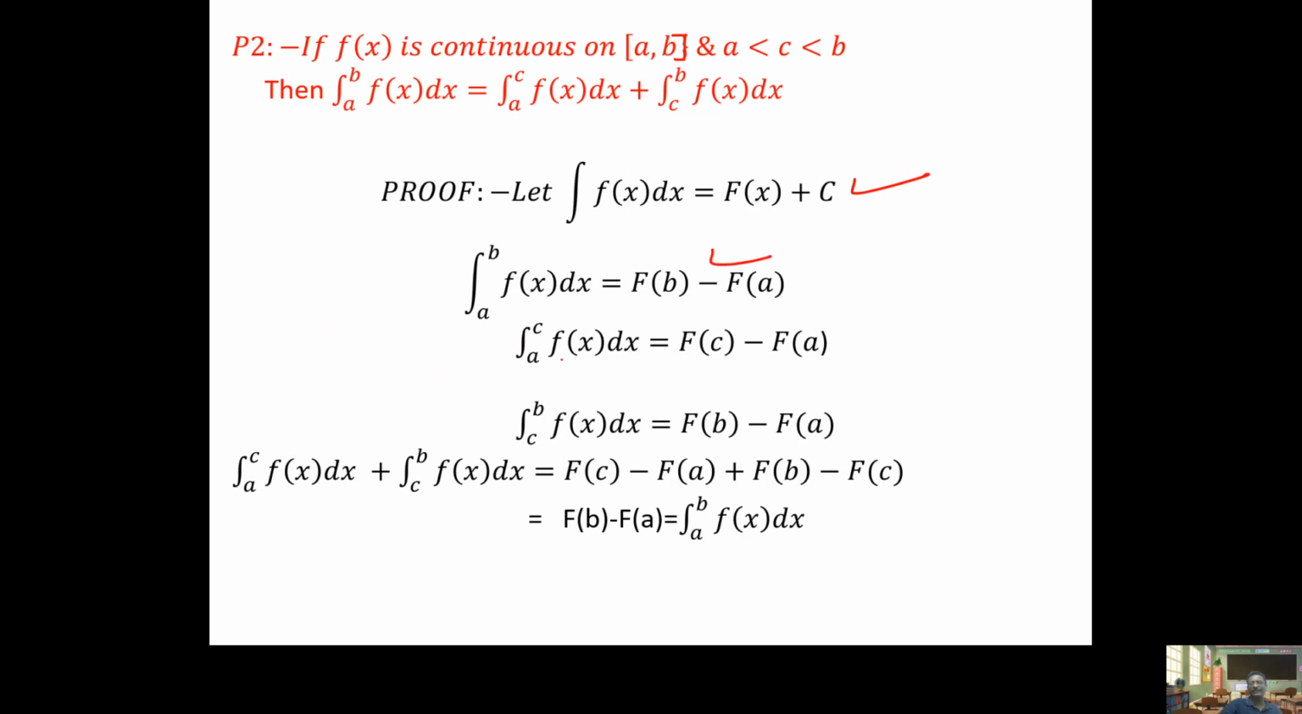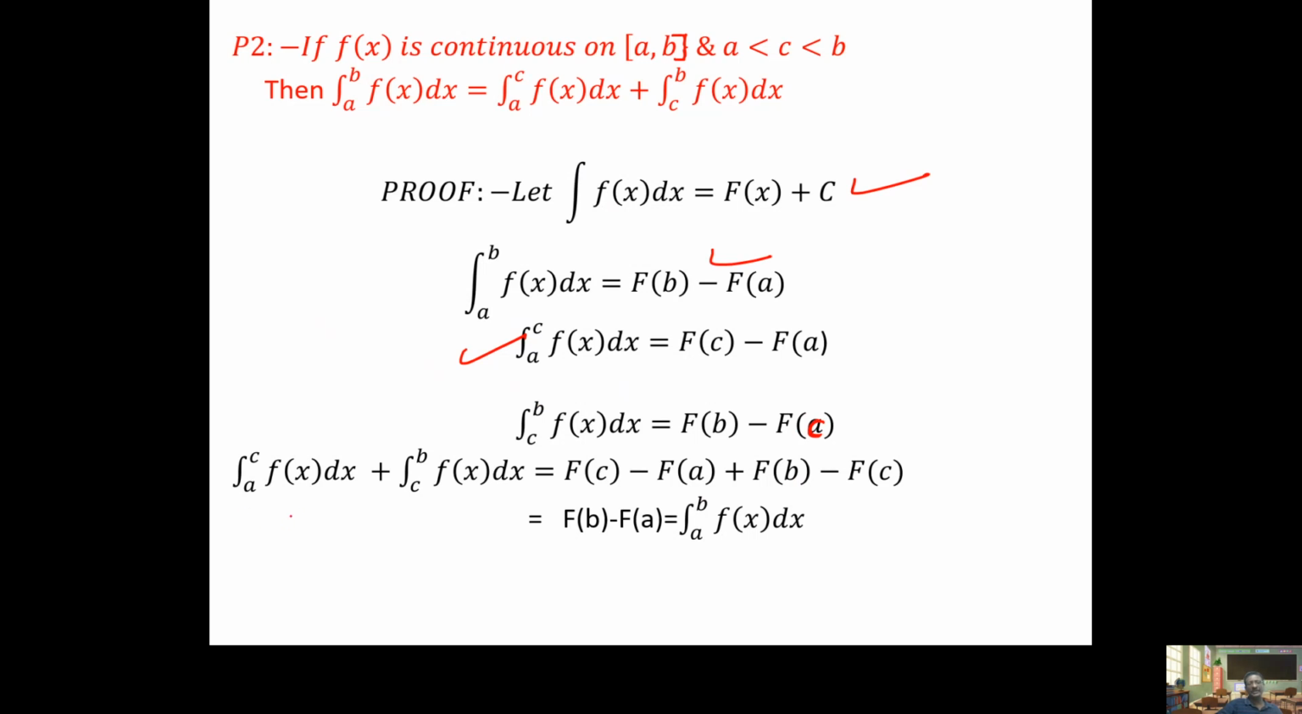F of b minus F of a. What is the integral from a to c of f(x) dx? F of c minus F of a. So what is the integral from c to b of f(x) dx? F upper limit minus lower limit. F of b minus F of c.